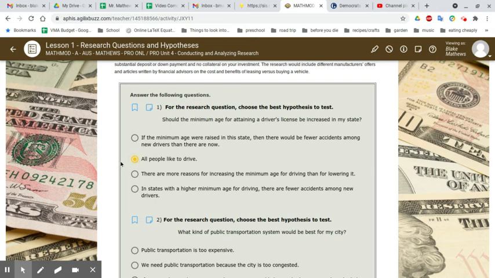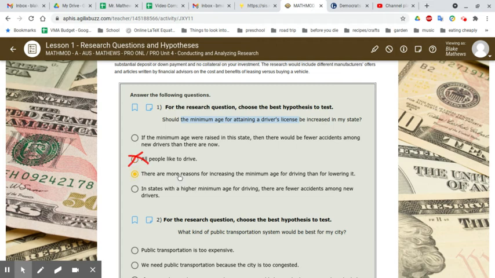Answer choice 2: all people like to drive. That is just too vague. It's not testable. There's no way I can just test all people like to drive. Not to mention the fact that it's vague, it also doesn't talk about the minimum age for attaining a driver's license, which is what we're interested in. So that's automatically not going to work as an answer choice. Mark that one out.